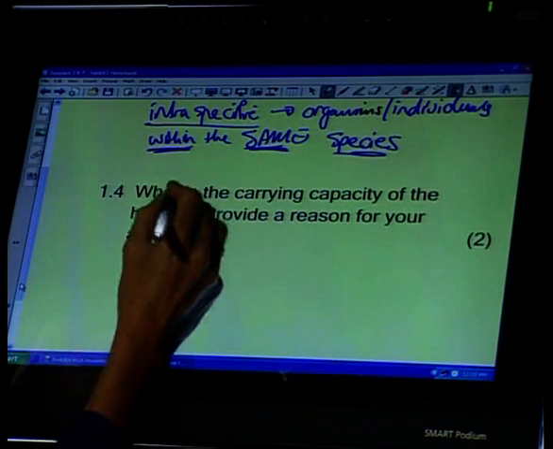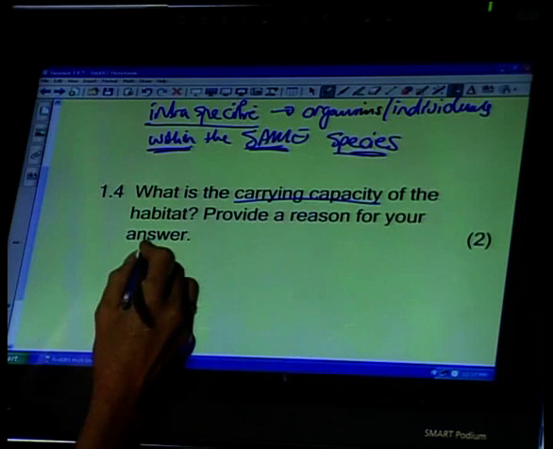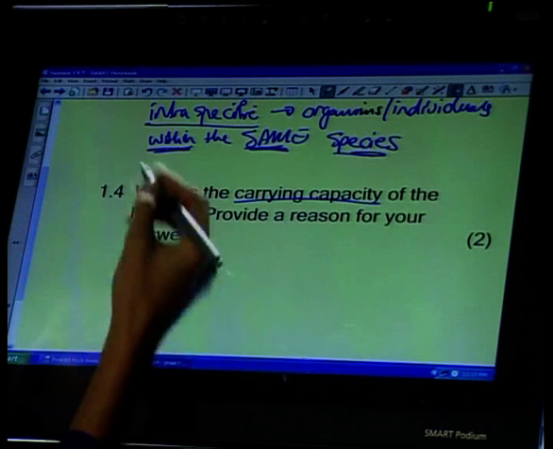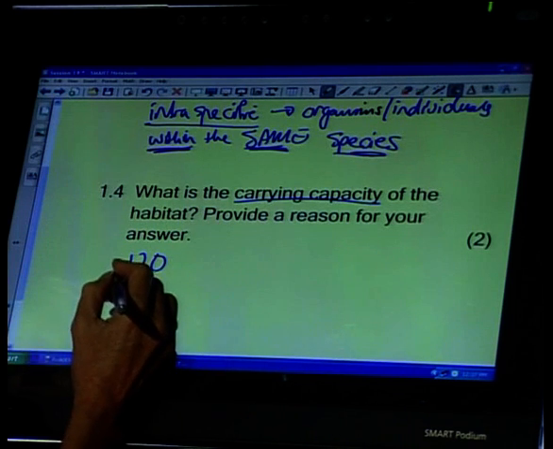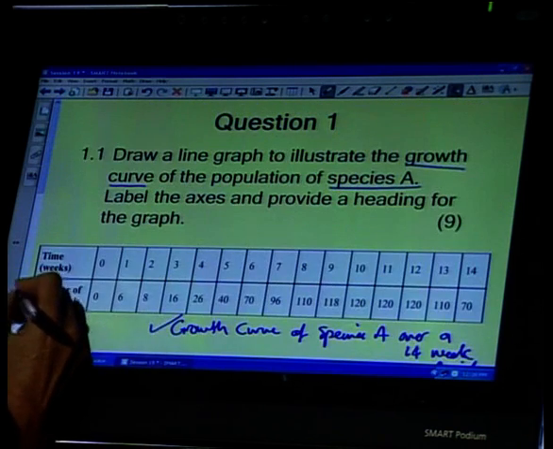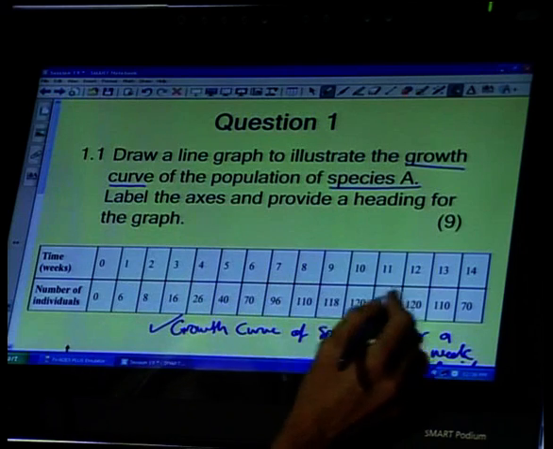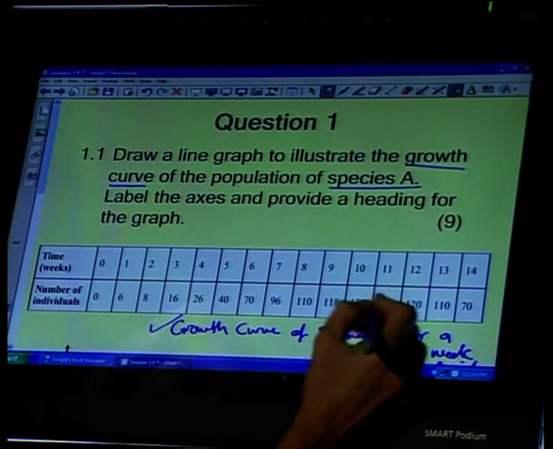What is the carrying capacity of the habitat? Okay, and provide a reason for your answer. Well, I don't even have to look. I remember it was 120. Why? Because the organisms, let me just show you here. You don't even have to look at the graph. You can just look here. It goes week 10, 11, and 12. They're sitting on 120.